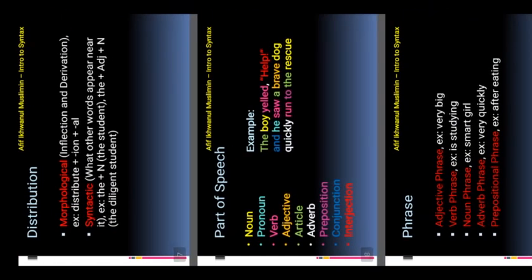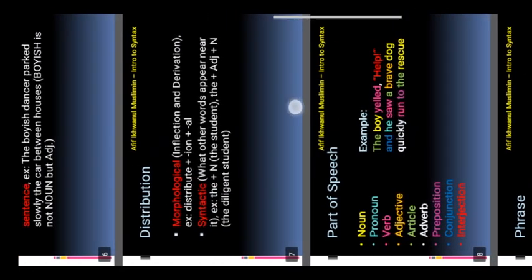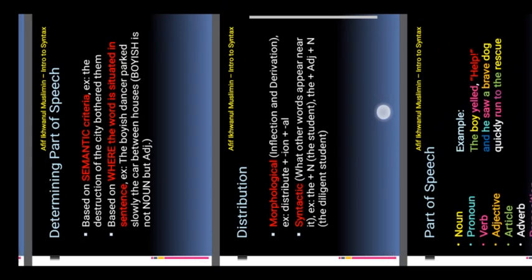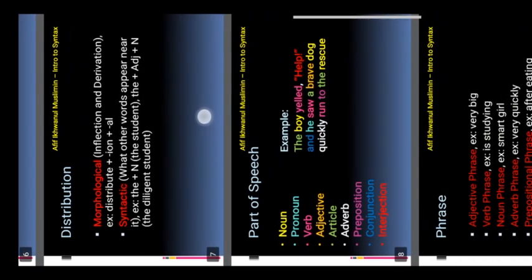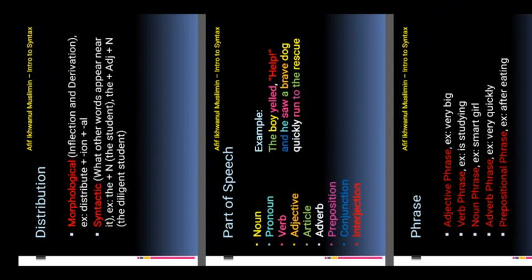After we understand the distributions of syntax and also determining the part of speech, there are nine parts of speech. The first is noun, second pronoun, verb, adjective, article, adverb, preposition, conjunction, and interjection. You have discussed this since you were in kindergarten, and we can see the difference between those parts of speech based on this example.